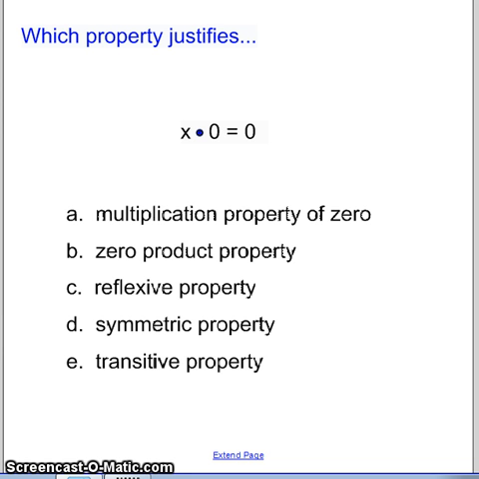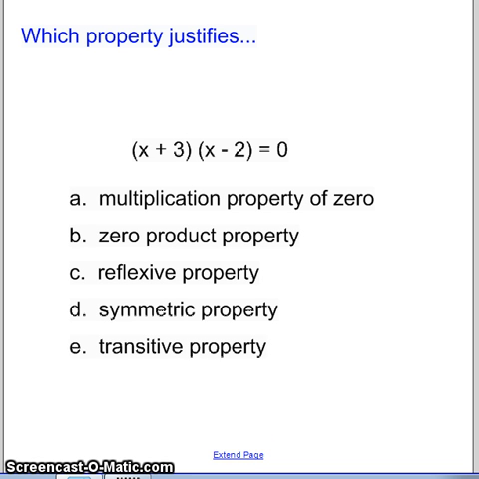X times 0 equals 0. Anything times 0 is 0. That's going to be the multiplication property of 0, which sometimes gets confused with this one. Here we have 2 things that multiply together to get 0. This is called the zero product property.